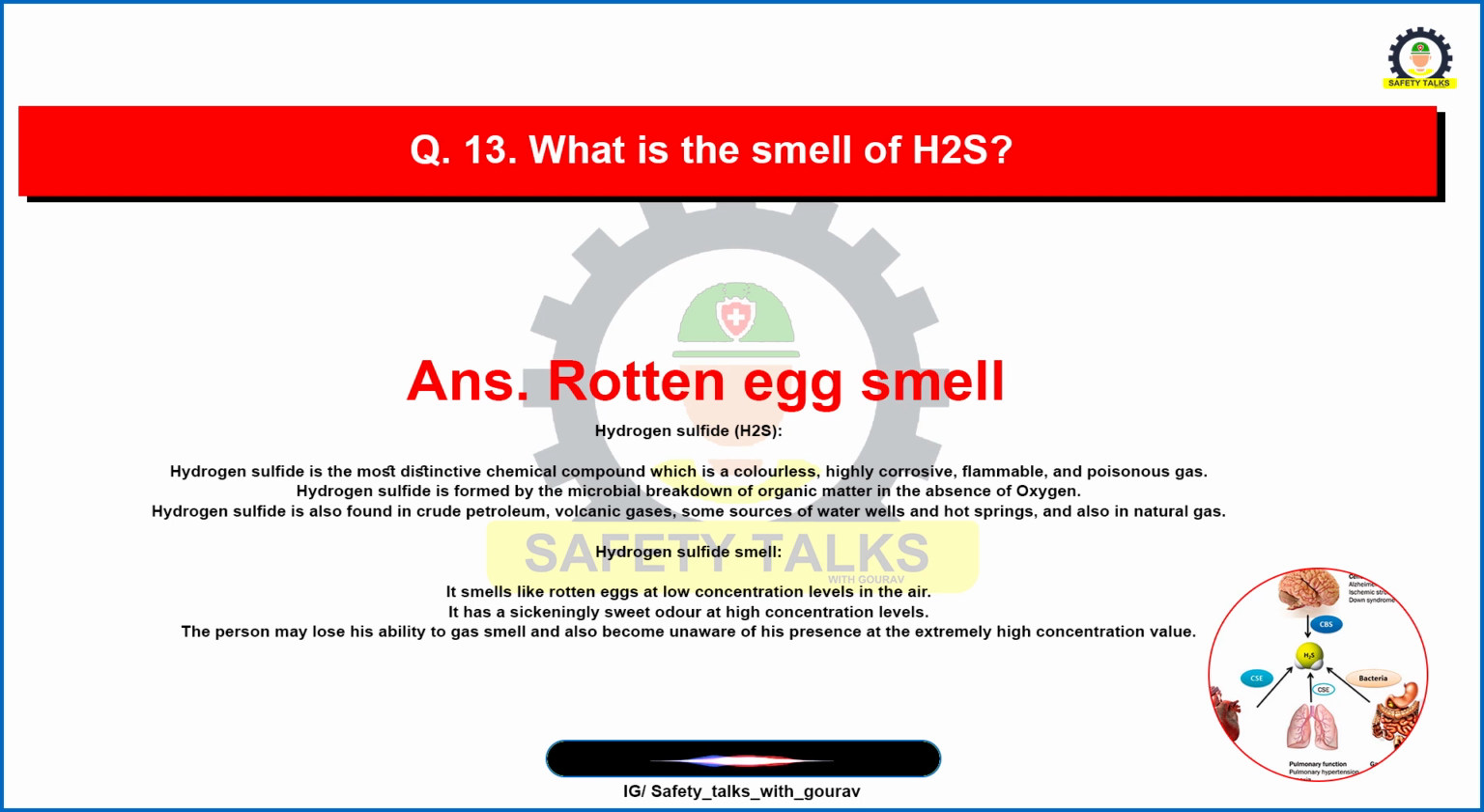Okay, now let's talk about the hydrogen sulfide smell. It smells like rotten eggs at low concentration levels in the air, and it has a sickeningly sweet odor at high concentration levels. So a person may lose his ability to smell it and also become unaware of its presence at extremely high concentration values. Okay, so the answer will be rotten egg smell. So what is the smell of H2S? The answer will be rotten egg smell. Okay, now move on to the next question.